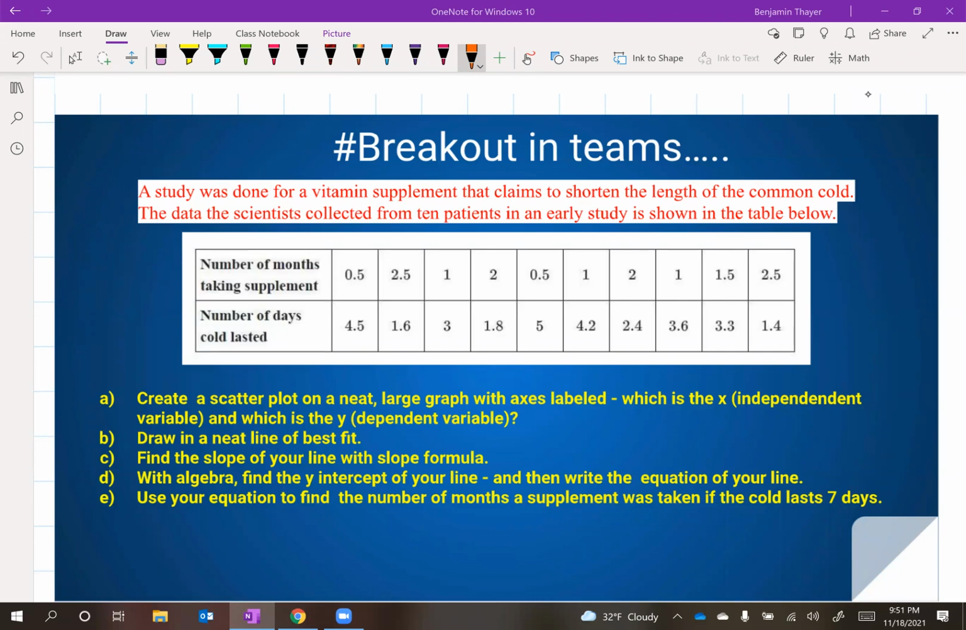Okay, have you given it some thought? Has your team decided the X variable is going to be the number of months taking the supplement, and the Y variable will be the number of days the cold lasted? Great. So draw the first quadrant and plot your points. Let's fast forward to that point.